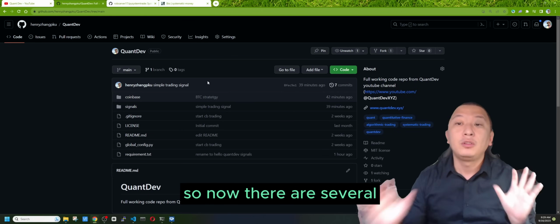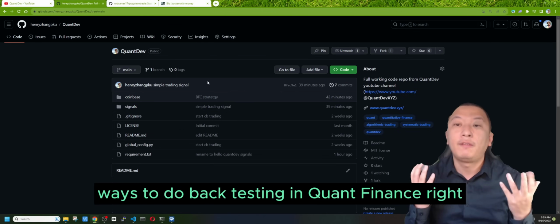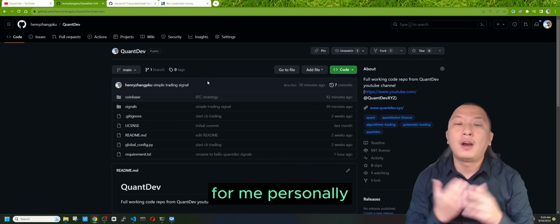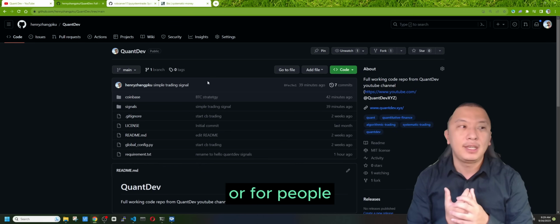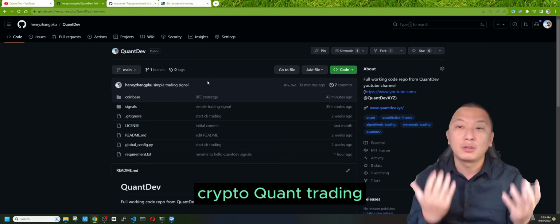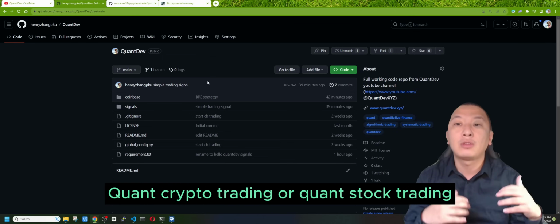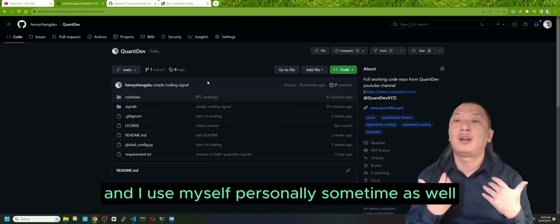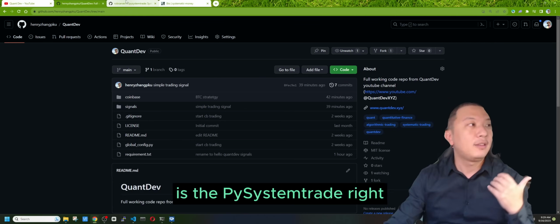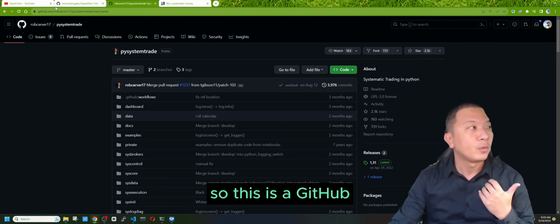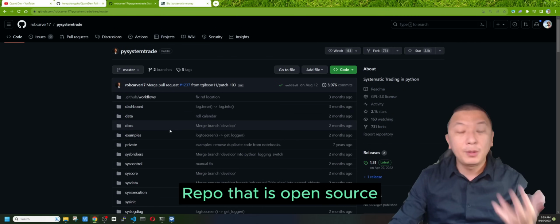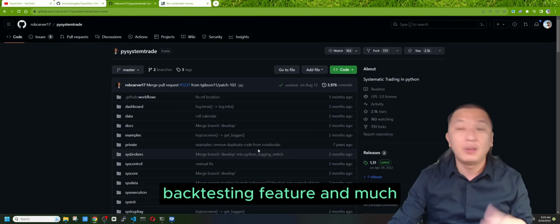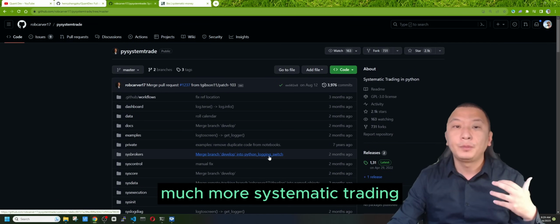Now, there are several ways to do backtesting in quant finance, and different people have different preferences. For me personally, if you're into quant crypto trading or quant stock trading, the easiest library I would recommend, and one I use myself sometimes as well, is PySystematicTrade. This is a GitHub repo. It's open source, you can use it, and it has most of the backtesting and systematic trading features done for you.